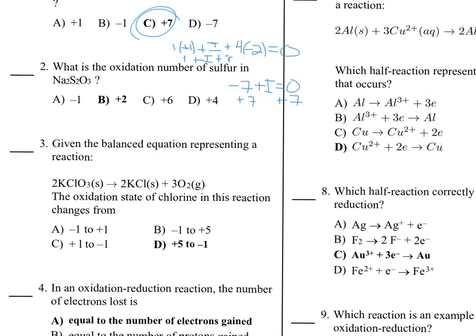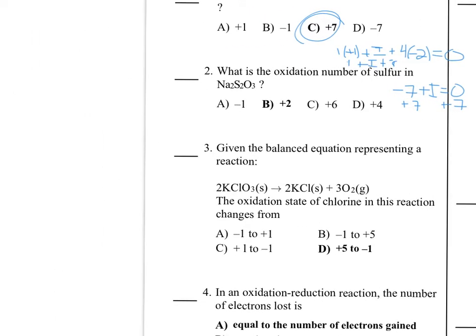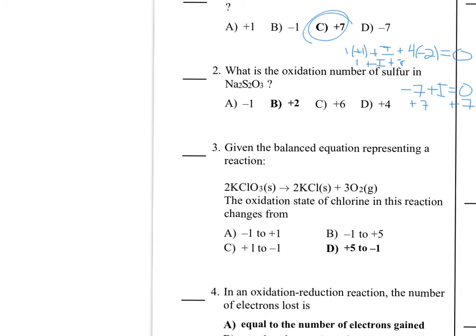Alright, let's take a look at the next one. What is the oxidation number of sulfur in Na2S2O3? So I'm going to give us some more room to do this one. I'm looking for the sulfur this time. That means that I know the sodium and I know the oxygen, so same deal here. I'm going to take my 2 sodiums, add a +1 because they're a group 1 ion, plus my 2 sulfurs that I don't know, plus my 3 oxygens that are both a -2. The whole thing is equal to 0 because the compound is neutral.